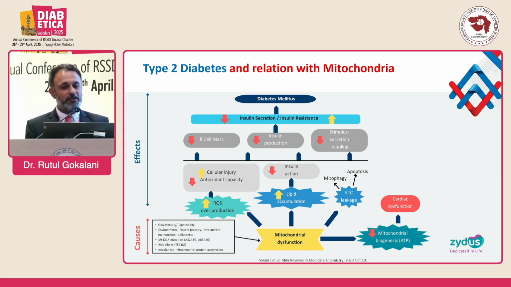At pancreatic level, it reduces beta cell mass. It also reduces insulin production, and also it stimulates secretion coupling. And this is how insulin secretion is reduced, as well as insulin resistance is also increased. And there is occurrence of diabetes or hyperglycemia.